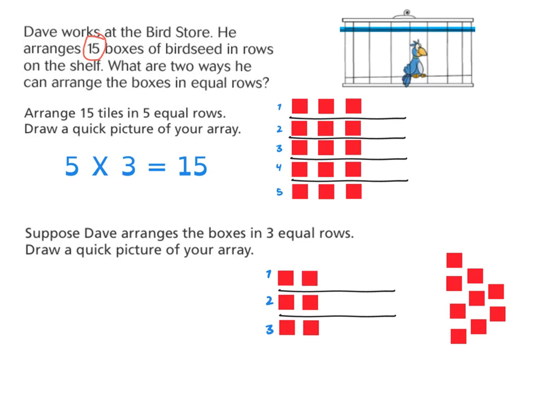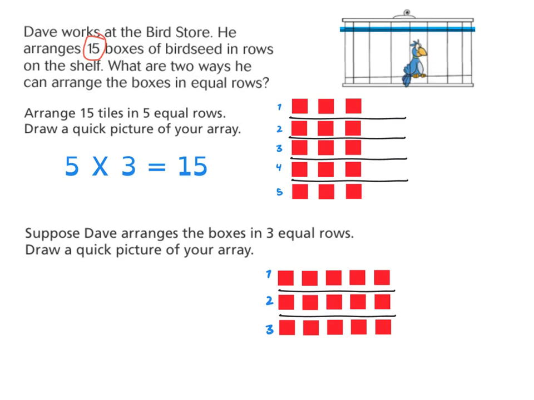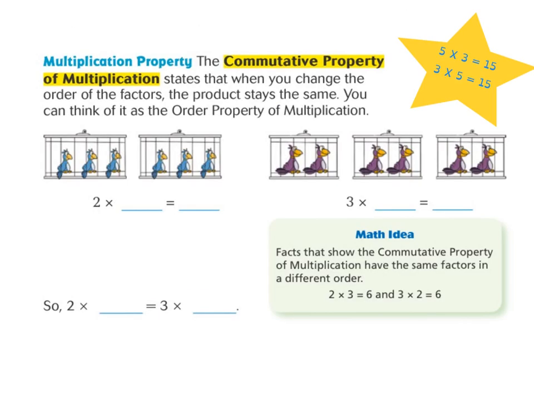Here I have 2 in each row, 3 in each row, 4 in each row, and finally 5 in each row. So, 3 rows of 5 equals 15. Just as you saw with 5 times 3 equals 15 and 3 times 5 equals 15, the commutative property of multiplication states that when you change the order of the factors, the product stays the same. You can think of it as the order property of multiplication.